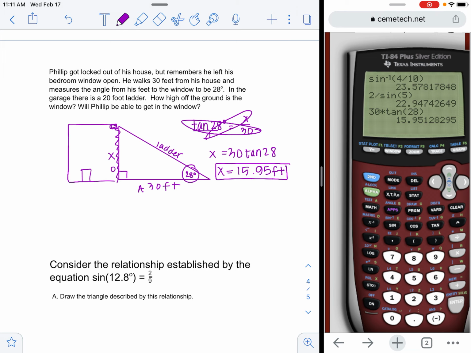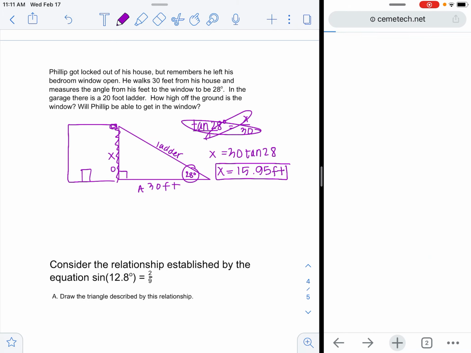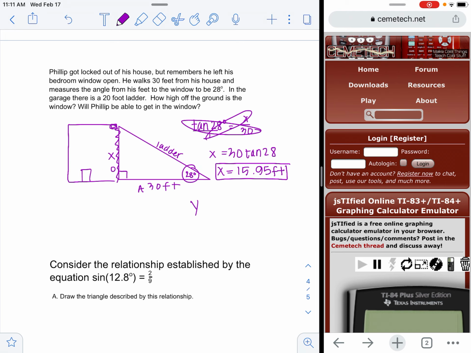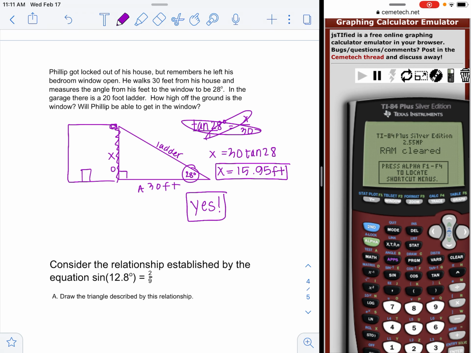So the question is, will Philip be able to get to the window? He has a 20-foot ladder. Will he be able to reach the window if it's 15.95 feet off the ground? Yes, he will be able to get in. He has a 20-foot ladder.